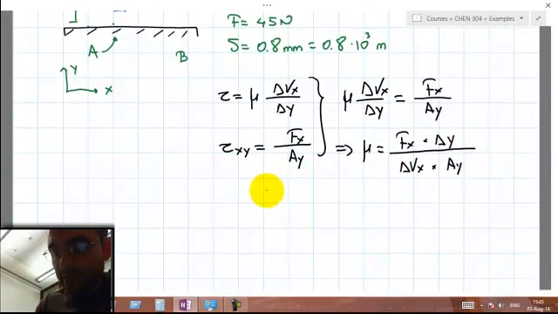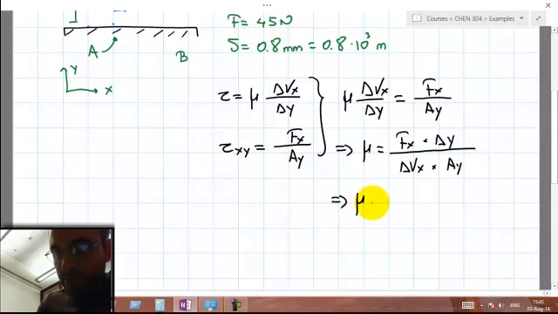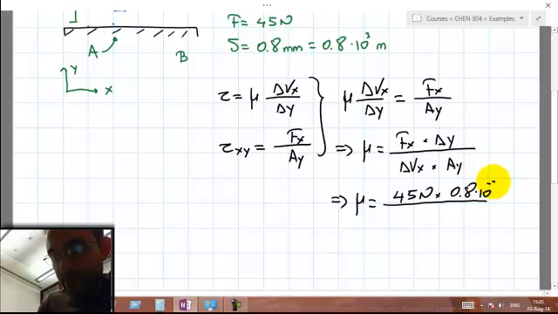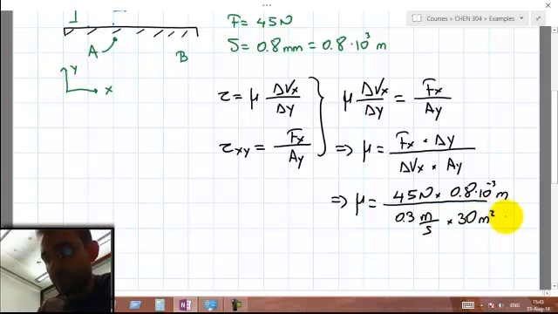If we substitute the values here, we get that viscosity equals 45 Newton times what is the thickness, 0.8 10 to the power minus 3 meters over 0.3 meters per second times 30 square meter. Cancel out the units that can be cancelled. In this case it is the meters and the meters.